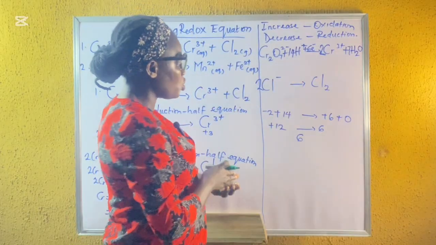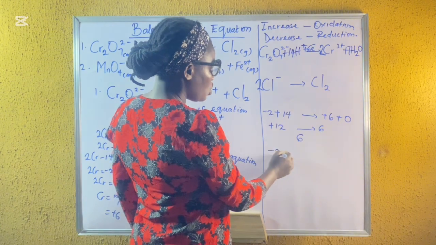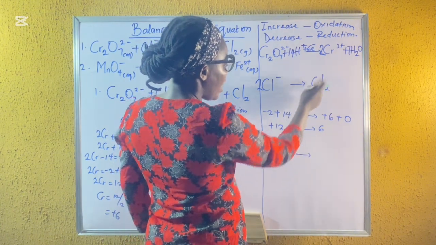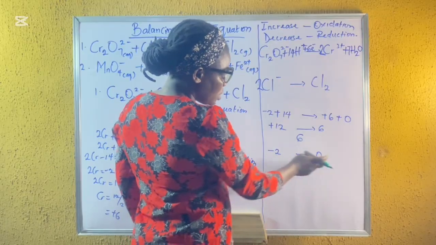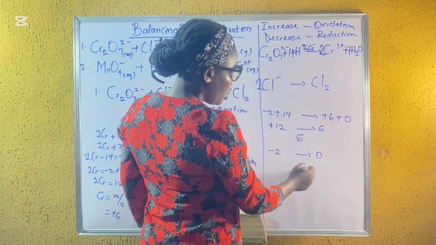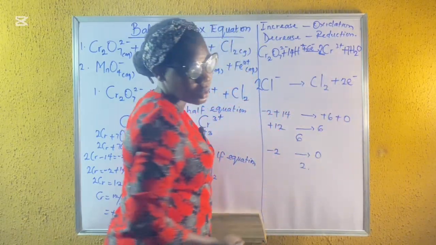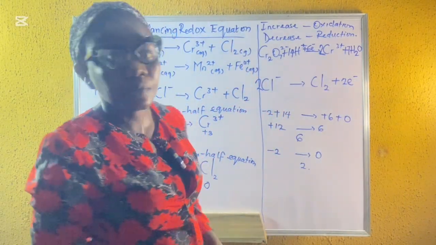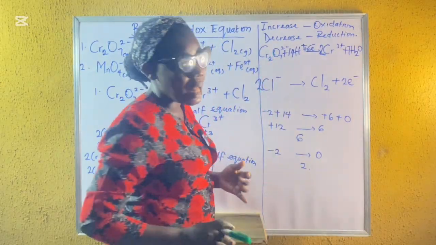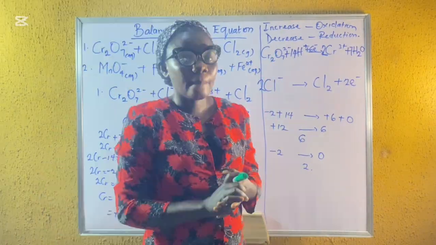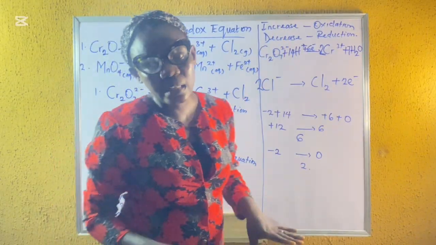So let's do this also. So this is -1. 2 times -1, that's -2. And I have 1 and 0. 1 times 0 is 0. So -2 to 0, the difference there is 2. So I have 2 electrons. Did you get that? Okay, so I've been able to balance the atoms and balance the charges. Okay, so let us finalize it.